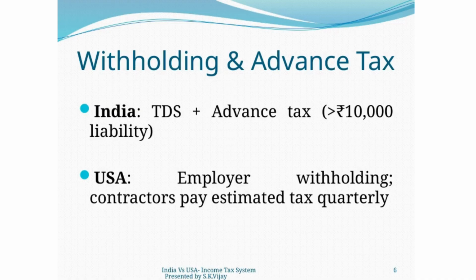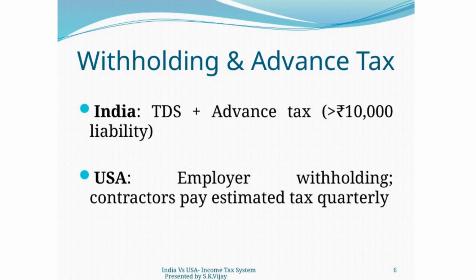In contrast, the USA uses a different approach. Employers typically withhold taxes from employees' paychecks automatically, similar to India's TDS. But for contractors or self-employed individuals, they are responsible for paying estimated taxes quarterly. This ensures that taxes are paid in smaller, manageable installments rather than a lump sum at the end of the year.